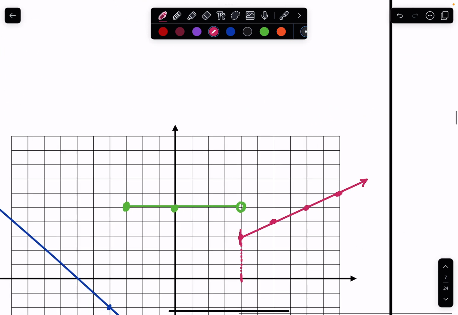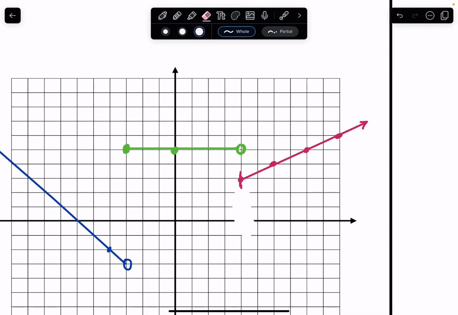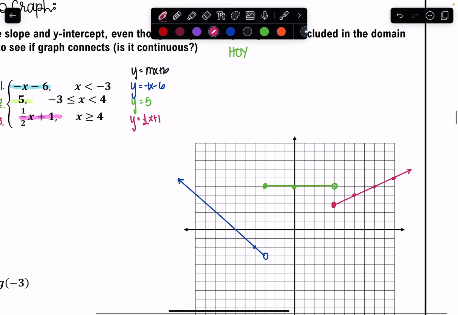And that one has a closed circle there. So I'm going to leave my closed circle. I'll make that a little bit bigger though. All right, so there's my closed circle at 4. And so that's really it. So that's how we graph a piecewise function.